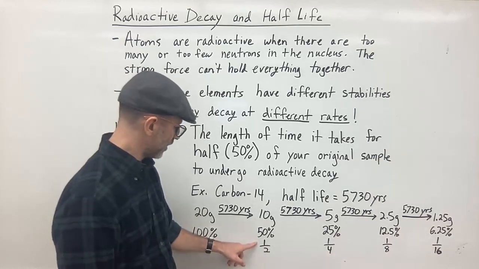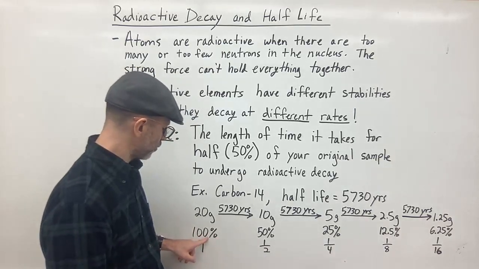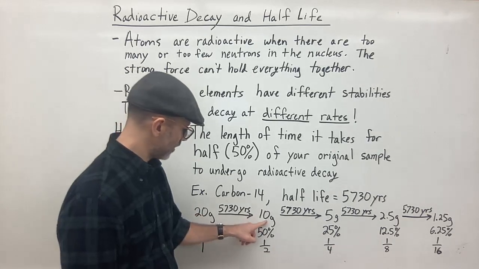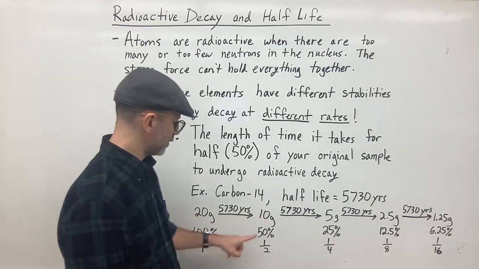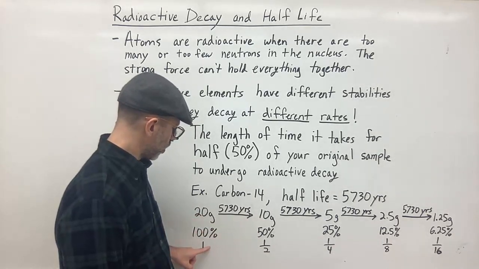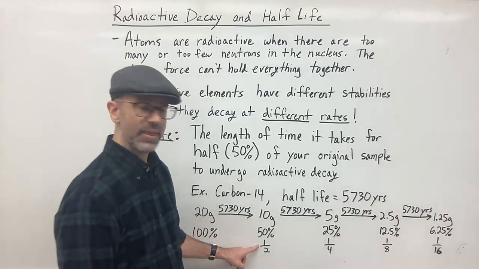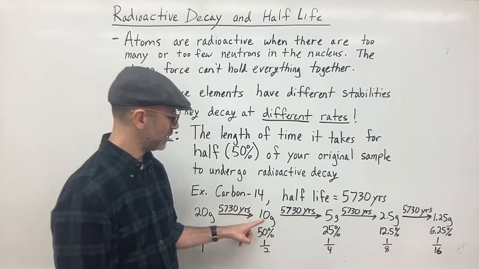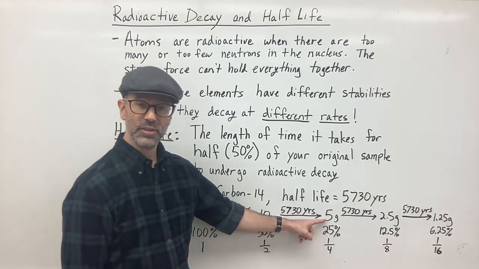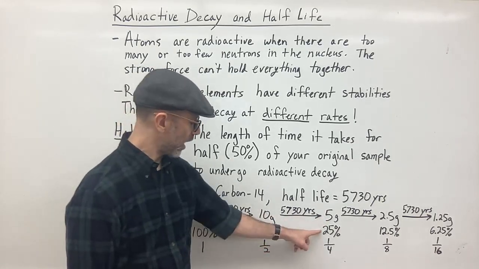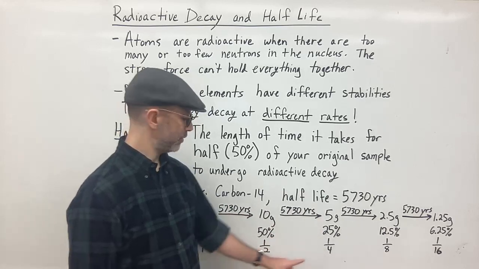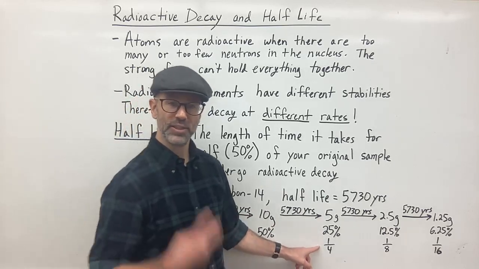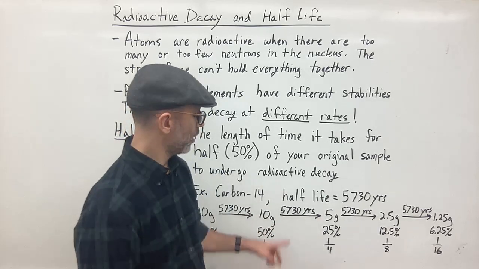So I divided in half here to get from 20 to 10, 100% to 50%, or 1 to a half. And then I divide by half again to go from 10 to 5, or 50 to 25, or 1/2 to 1/4. So that's 2 half-lives. What about a third half-life?